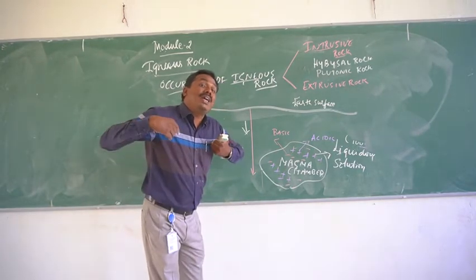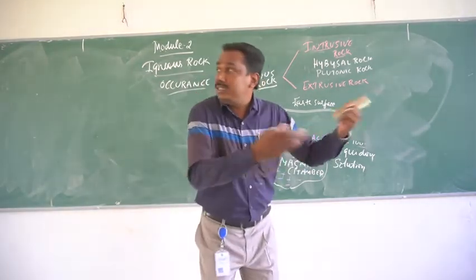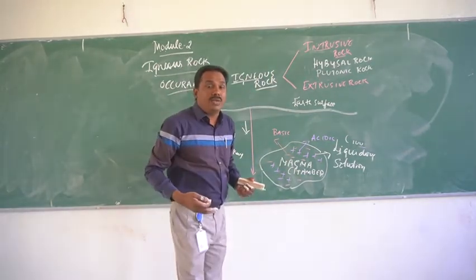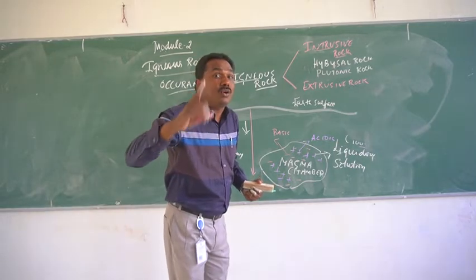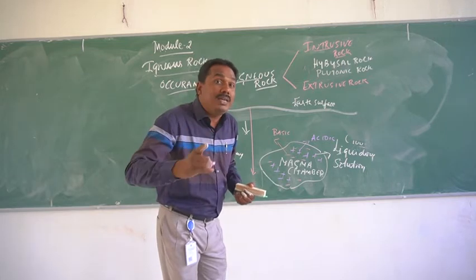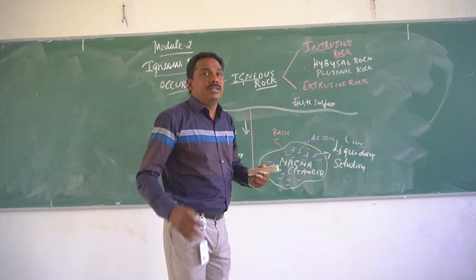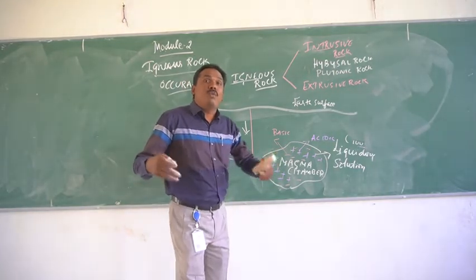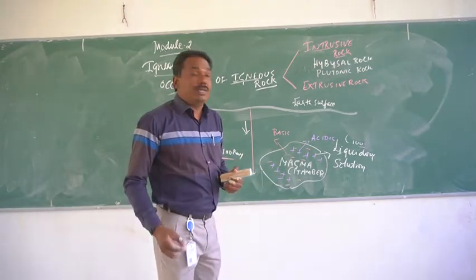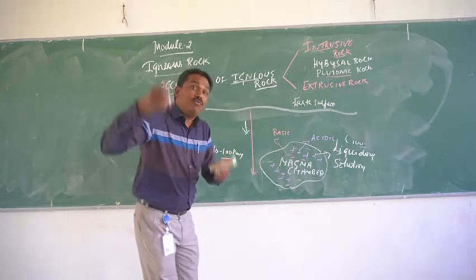It will take its own time, because whatever rocks we are seeing on the surface, in the hillocks or wherever, the igneous rocks take thousands of years to solidify. A minimum of 100 years to thousands of years it will take to solidify. The rock cannot form within a day or within a month or within a year. It will take 100 to thousands of years. So the plutonic rocks form at a greater depth.